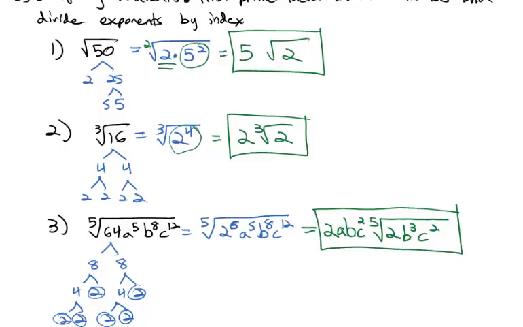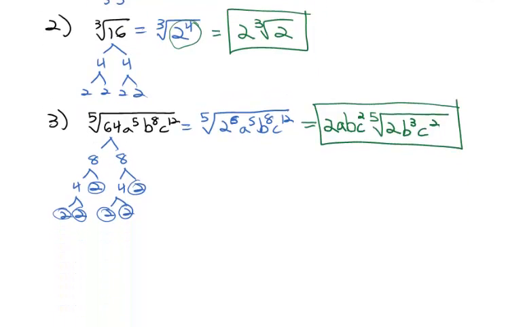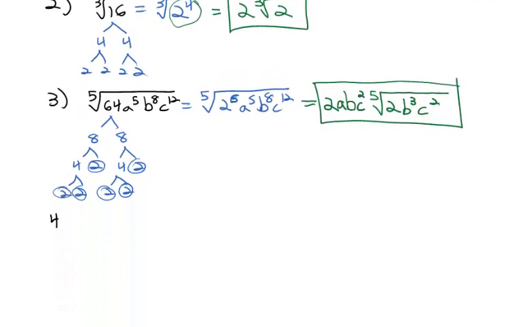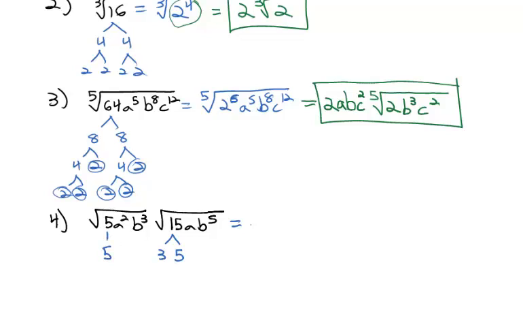We have our simplified solution of 2abc squared times the fifth root of 2b cubed c. We can even play with this in multiplication. Say we've got the square root of 5a squared b cubed, and we multiply by the square root of 15ab to the 5th. When we combine these together, we'll want to make sure the numbers are factored. The 15 is 3 times 5, and the 5 is already 5.